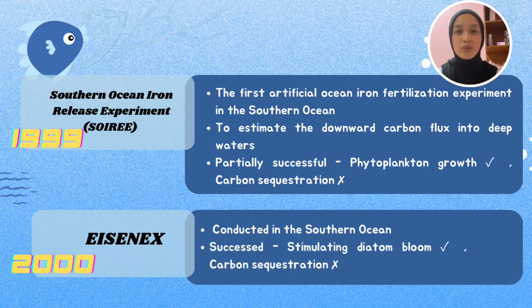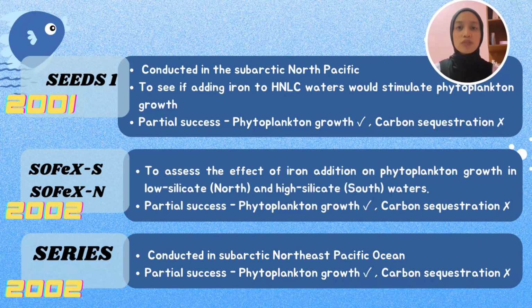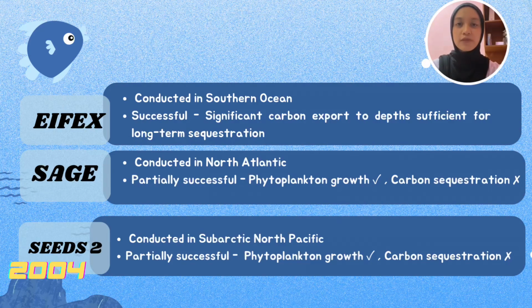The following year, in the year 2000, the next experiment was conducted. Next, in 2001, another experiment was conducted, which is SEEDS-1. In 2002, there were multiple experiments conducted, which are SOFeX-S, SOFeX-N, and others in the series. In 2004, there were several experiments conducted. The first one is EIFEX, the second one is SAGE, and the third one is SEEDS-2.